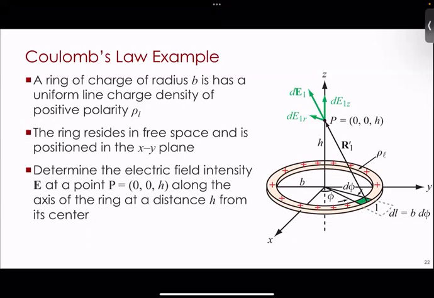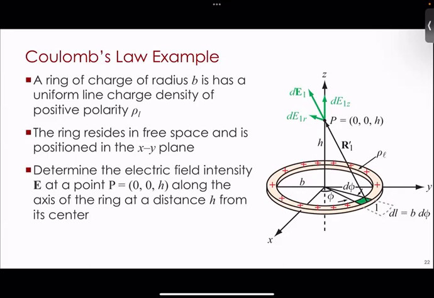So, a ring of charge of radius B has a uniform line charge density of positive polarity rho L. Okay, so we got to break that down a little bit. We got a ring. You can see the picture of the ring. It's got a radius of B. All right, remember that. We're going to use that. The radius is B. This ring is centered at the origin. It's in the XY plane.